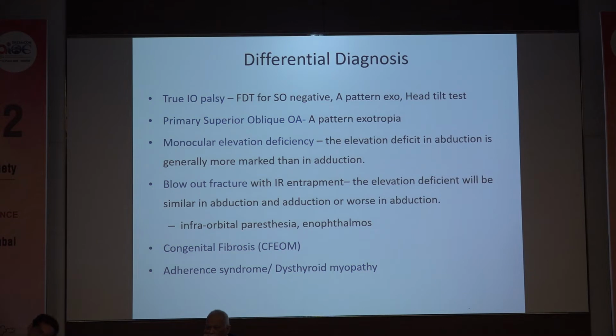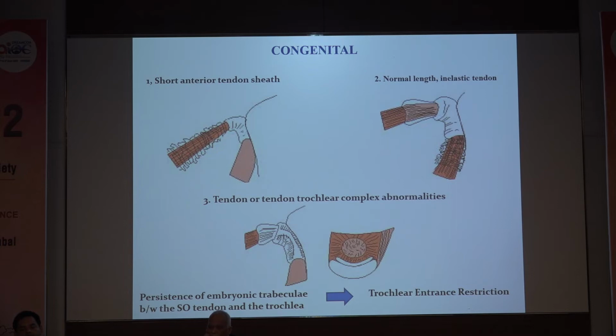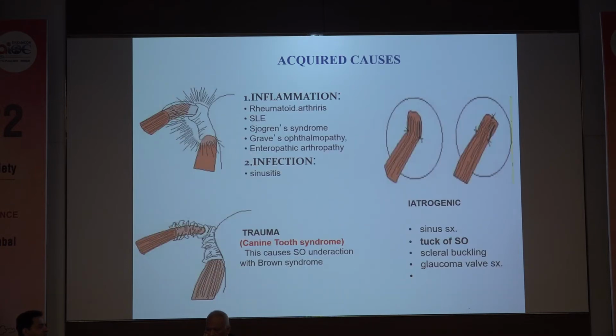The other differentials could be a monocular elevation deficit, blowout fractures with a tight inferior rectus, and the eye is not able to go up. CFEOM, although very rare, is fairly easy to differentiate because of the other findings that are there. Congenital Brown's, what you most commonly see, the etiologies can be a short anterior tendon sheath, a normal but inelastic tendon. Basically, the telescoping mechanism through which the superior oblique acts is not there, or there may be attachments between the movement of the tendon with the sheath.